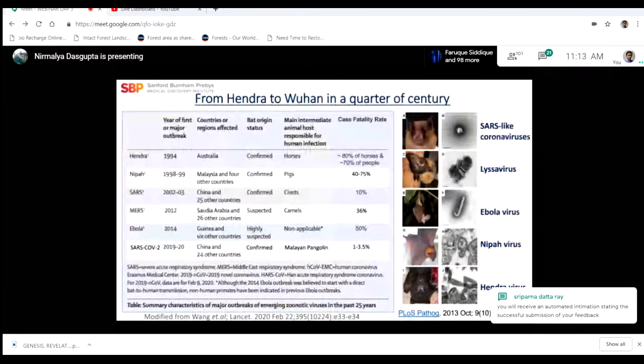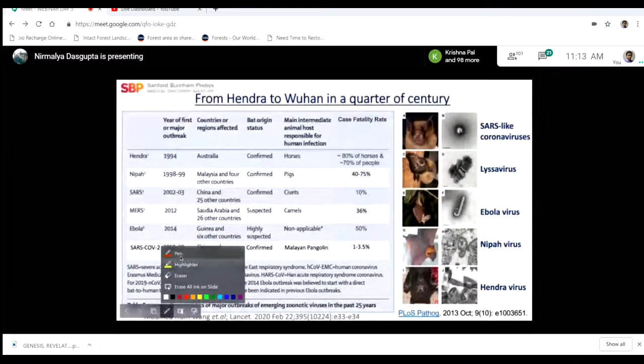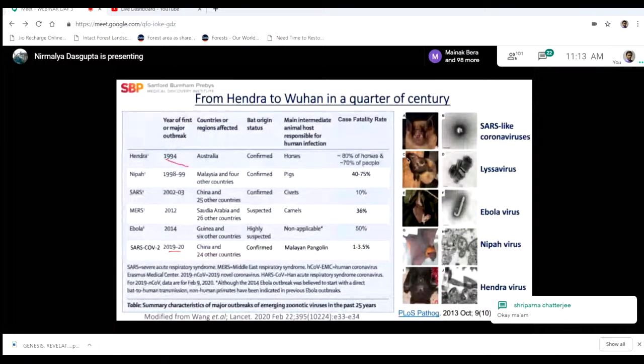And not only coronavirus. There is a recent publication in the Lancet, and the title of this article is "From Hendra to Wuhan in a quarter of century." Hendra is a place in Australia where the Hendra virus outbreak happened. So you can see from 94 to 2019, there are many outbreaks which all originated from bats, like the deadly Ebola, SARS, MERS, Hendra, Nipah. You can see all the bats and the viruses here.